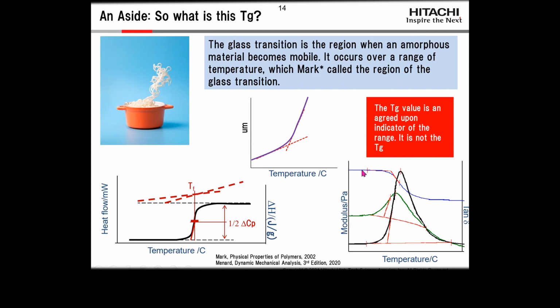transition temperature. And then in a DMA, most commonly it's the drop in the modulus or the peak of the tan delta. But as you can see by some of the other markers here, there are about 8 other methods. So it's very important when we talk about the glass transition temperature that we know what method we used to calculate it.